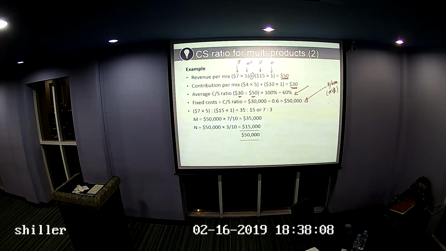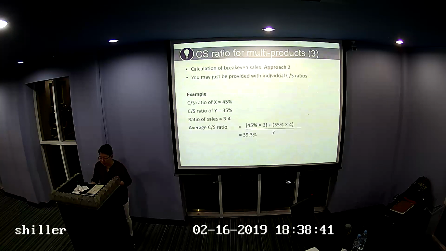Do you want it in units? Can I get it in units? What should I do? I want the number of units. Divide by what? Divide by 35? No, I have this. This is the total sales of M, total sales of N to break even. I want to know how many units. Divide by the selling price. You understand? Reverse. Okay? You want to try it yourself? Okay, let's try. I have another example for you.